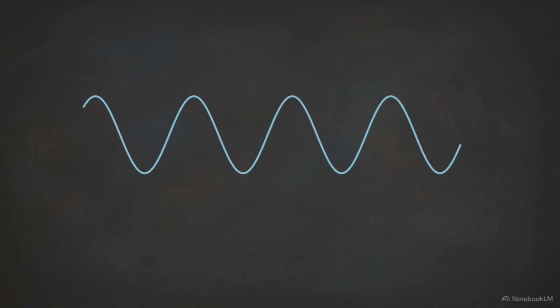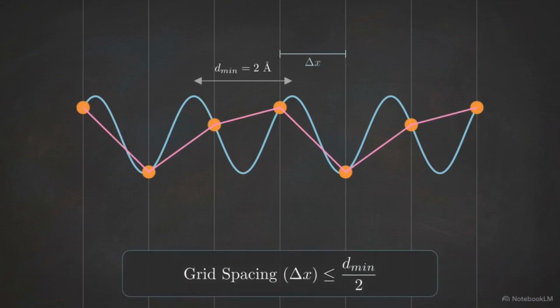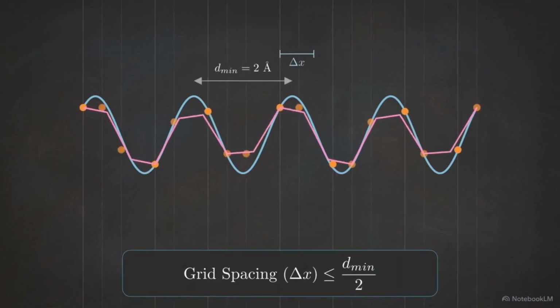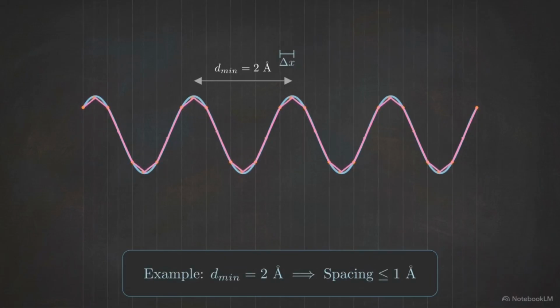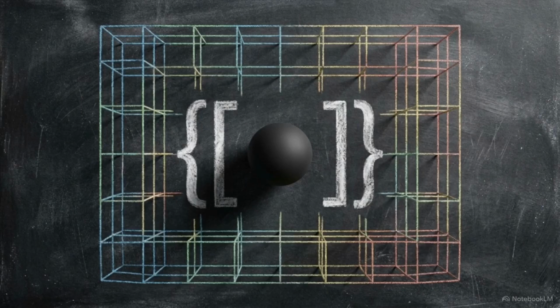Translating these continuous functions into digital maps requires applying the Nyquist theorem. To preserve structural information, the Fourier grid spacing must be at least half the minimum d-spacing. Resolution is not an image focus issue, it is a hard mathematical boundary that dictates the exact precision with which we can isolate an atom in space.